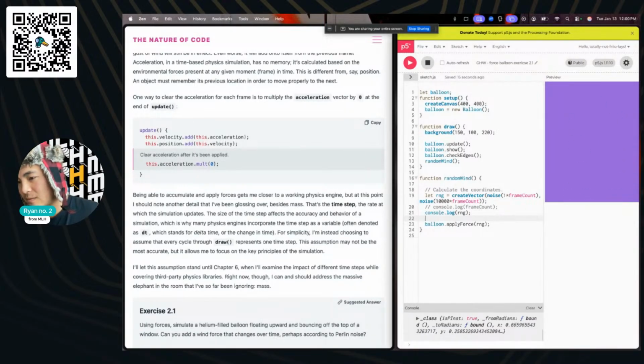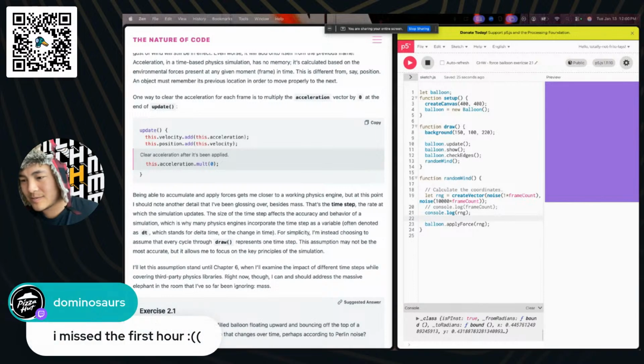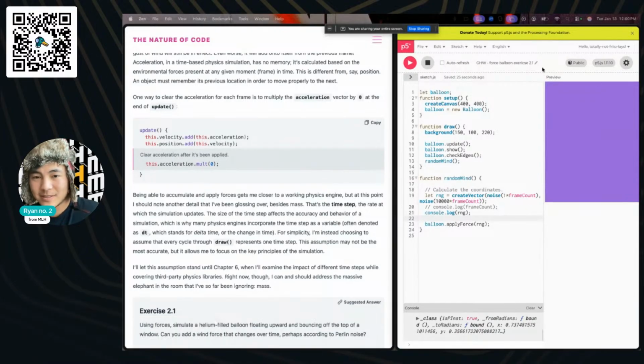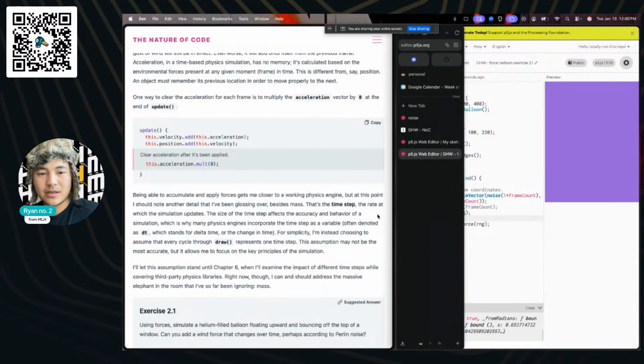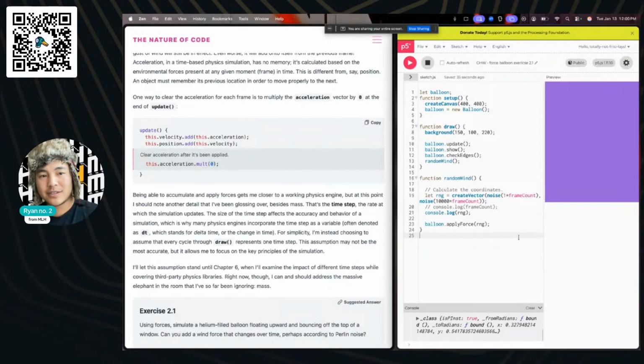Oh, welcome to the stream, Domosaurus. Sorry you missed the first hour. Let me share the code that we currently have, and that should help get you caught up to speed. And as far as the part in the chapter that we're on, we're at exercise 2.1 inside of chapter 2. You can find the link to the book inside of the Discord announcement.